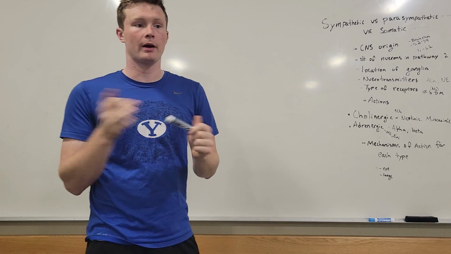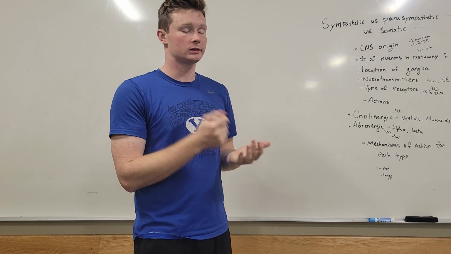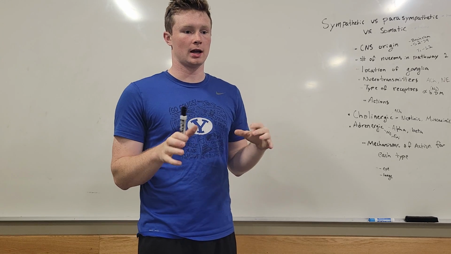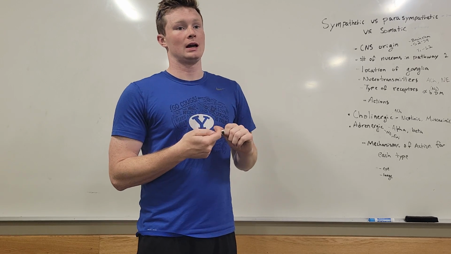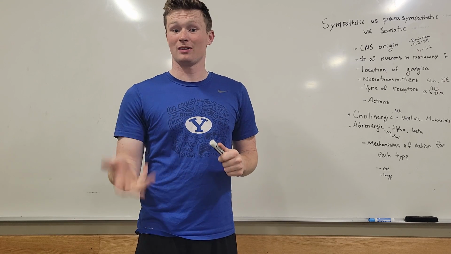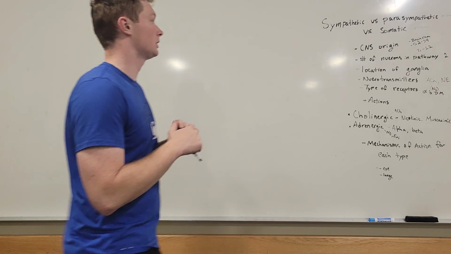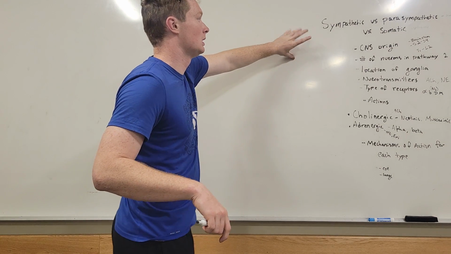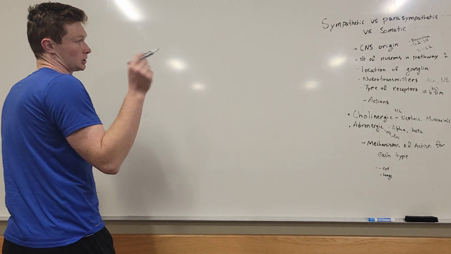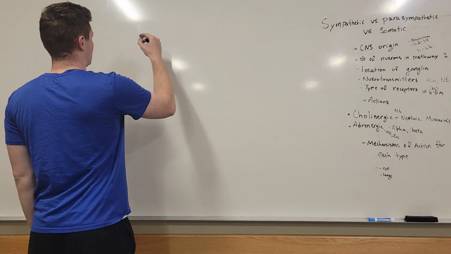Okay, today we're going to be talking about the sympathetic, parasympathetic, and a little bit about the somatic nervous systems: how they differ, what they do, how it works, how they fire, stuff like that. Let's just talk about the sympathetic and the parasympathetic first. I'm going to draw it.